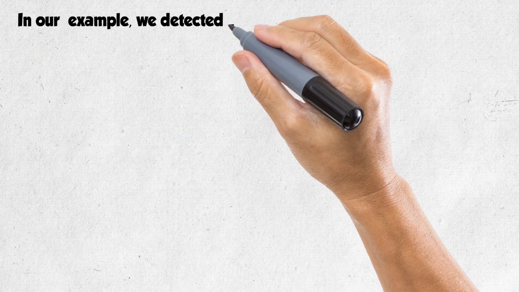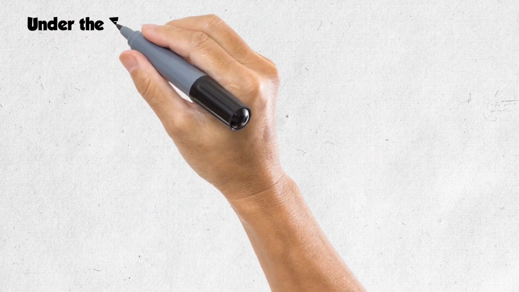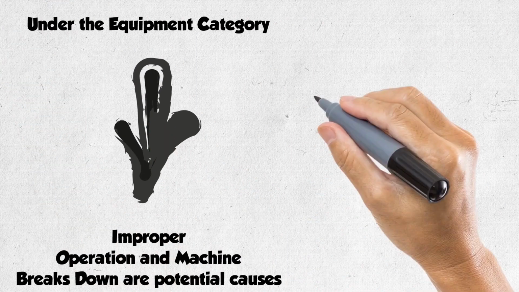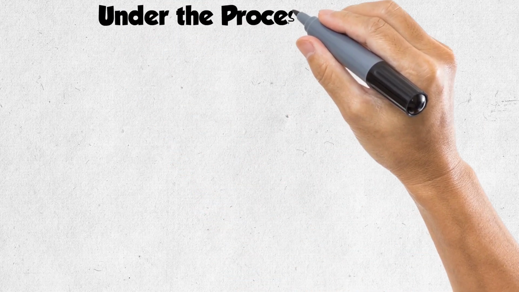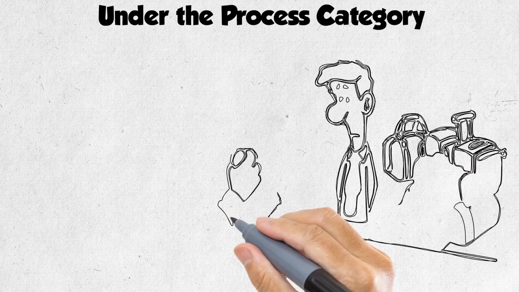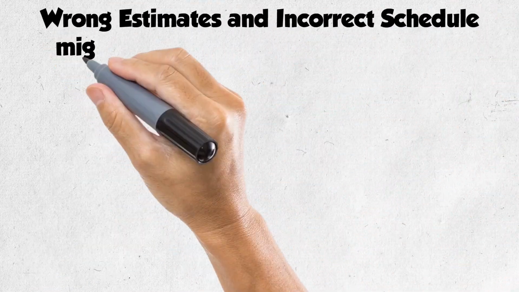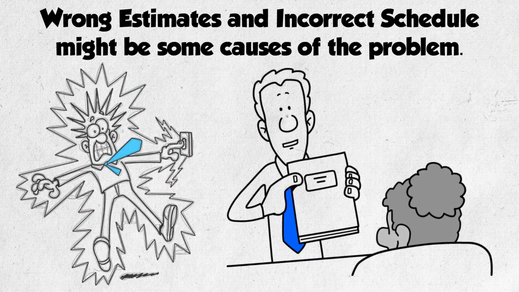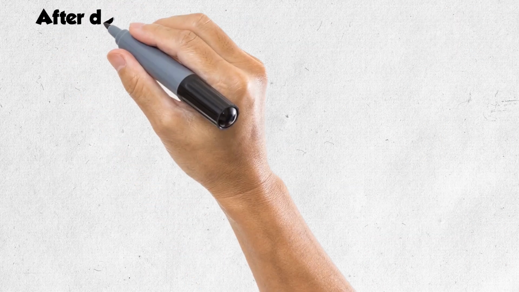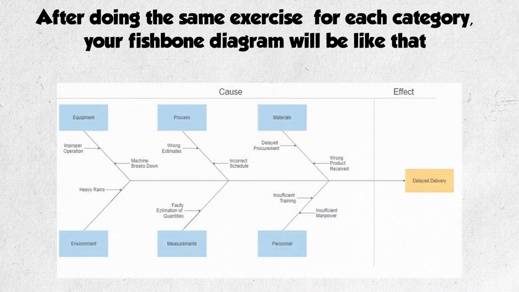In our example, we detected a number of causes for each category. Under the equipment category, improper operation and machine breaks down are potential causes. Under the process category, wrong estimates and incorrect schedule might be some causes of the problem. After doing the same exercise for each category, your fishbone diagram will be like that.